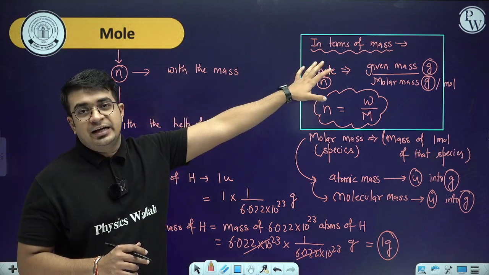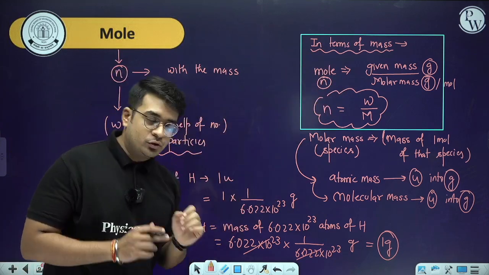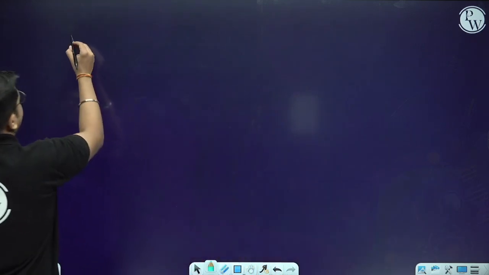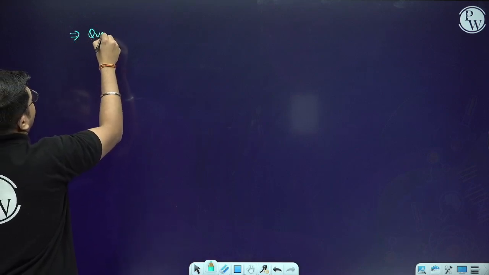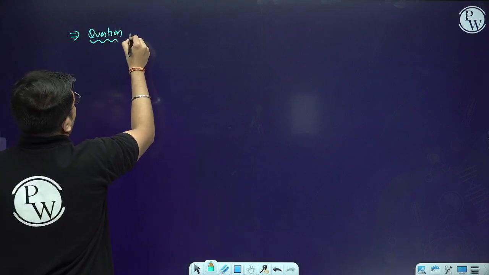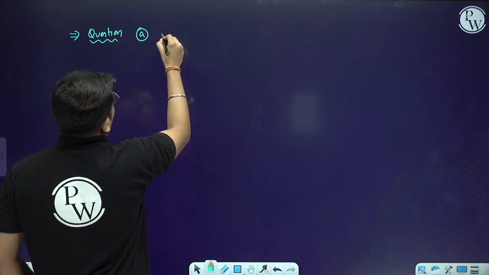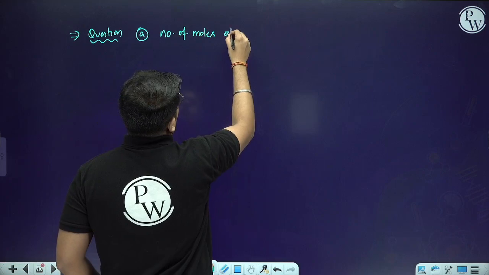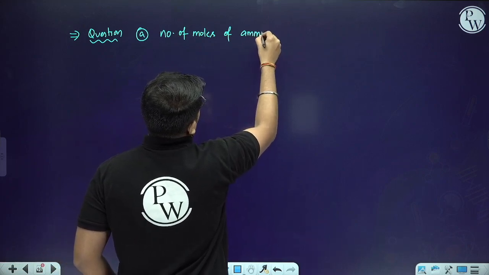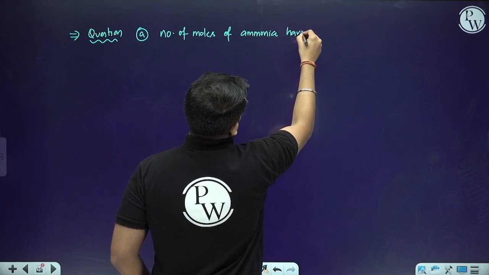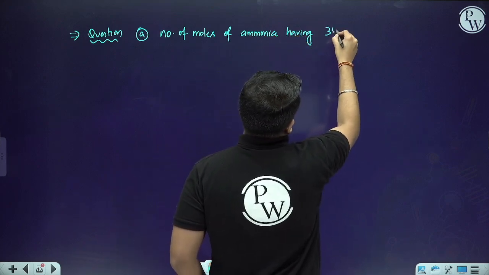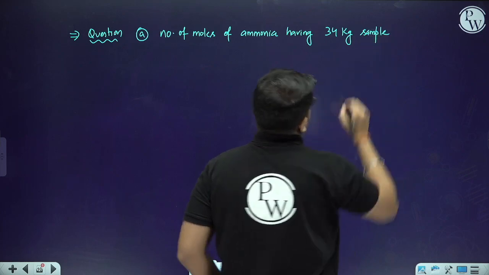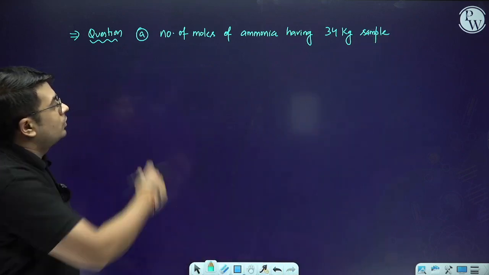If the information is given in terms of mass, then you can calculate the moles. Let's try to decode this part in a much simpler way. Let's take a very simple question. Part A: calculate the number of moles of ammonia in a 34 kilogram sample. Let's say I'm taking a 34 kilogram ammonia sample. How many moles are present?